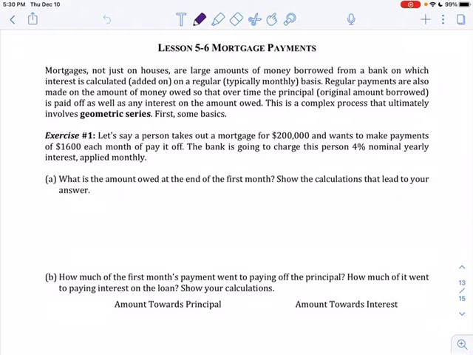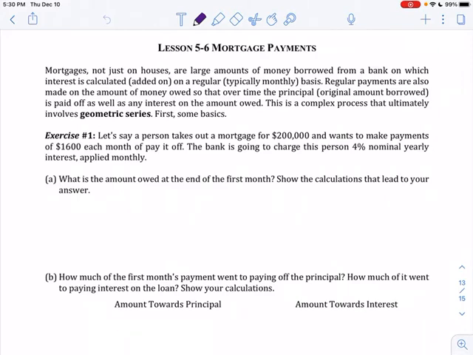So let's say a person takes out a mortgage for $200,000, that's my principal, and they want to make payments of $1,600 each month to pay it off. The bank is going to charge this person 4% nominal yearly interest, but it's going to be applied monthly. So the first thing that we want to do is figure out the amount owed at the end of the first month.